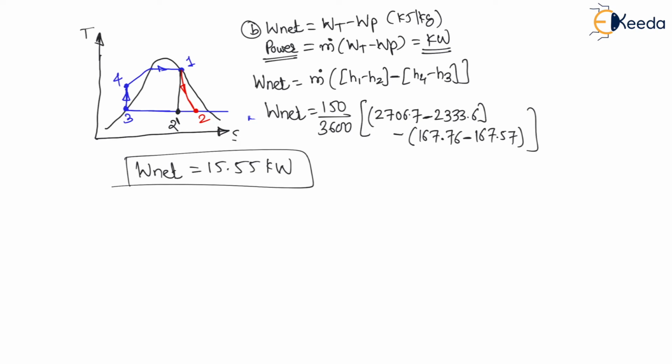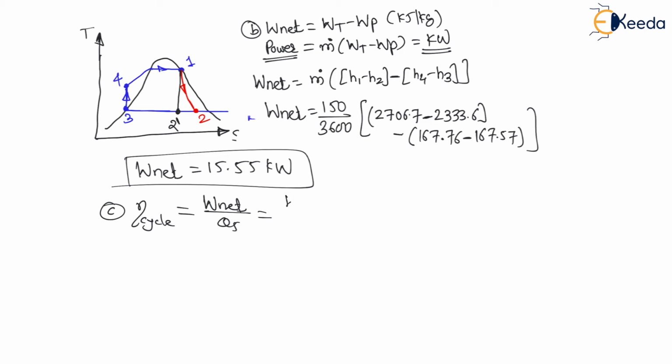Now let us solve the third question, that is question number C, which is nothing but what is the efficiency of Rankine cycle, efficiency of complete cycle. Now efficiency is always net work output divided by heat supply. Here if I put net work output in kilojoule per kg, then heat supply also we have to take in kilojoule per kg. And if I put this net work output in kilowatt, then we have to take this heat supply also in kilowatt.